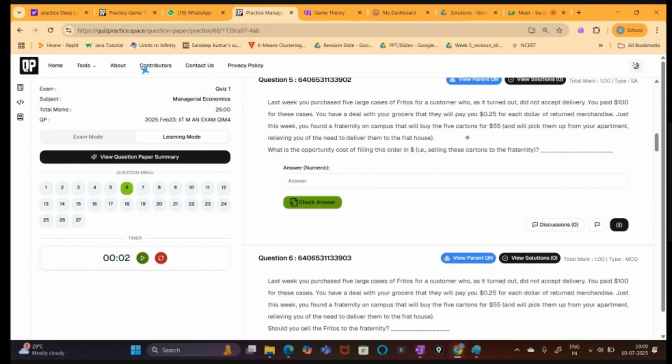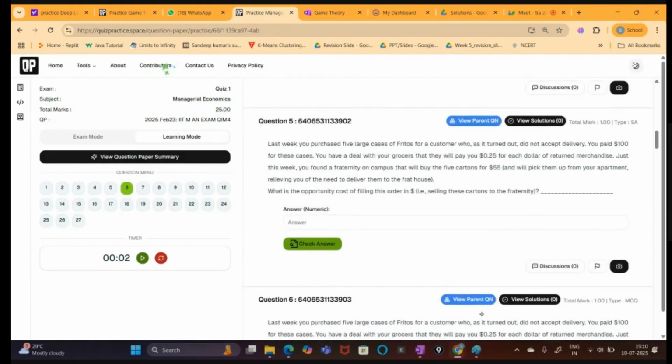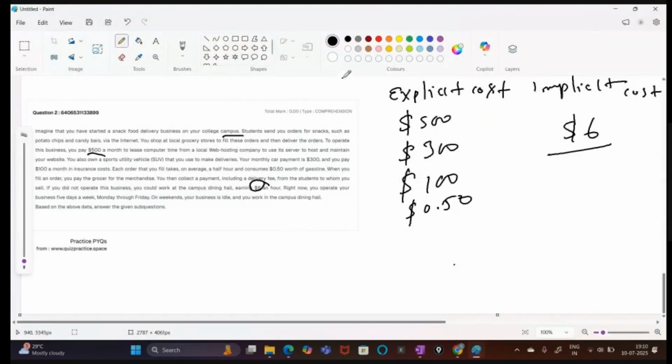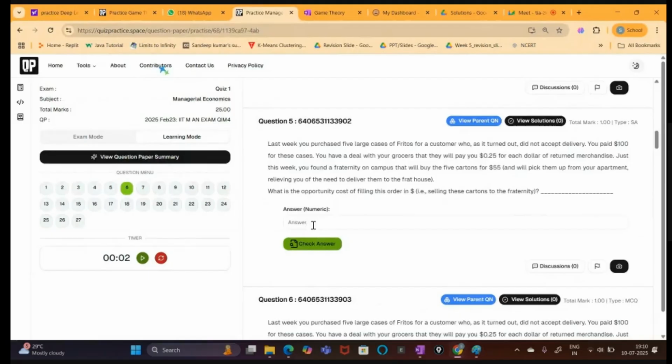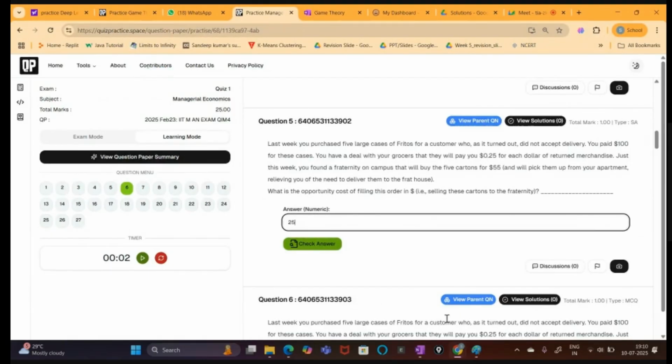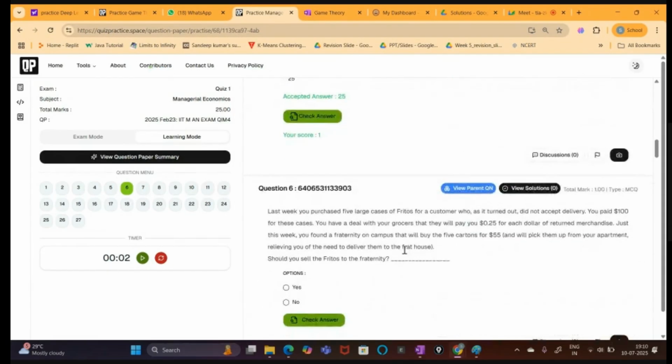So in this case, if your customer is not accepting your order, but you have paid the $100 and another grocery is paying $0.25 for each dollar, this is your opportunity cost, right? So what we can do here: 100 into $0.25, so it would be $25. Okay, so the answer would be 25, right?